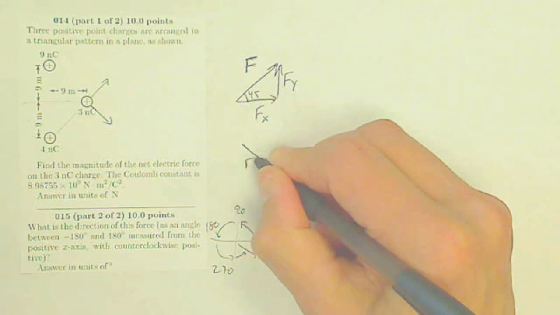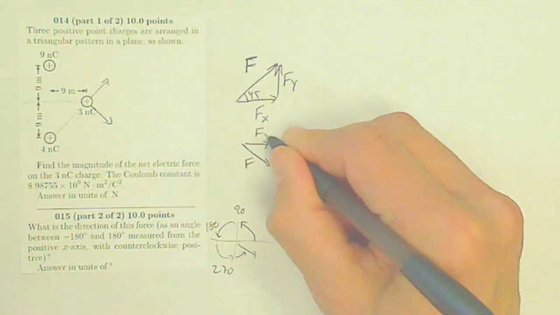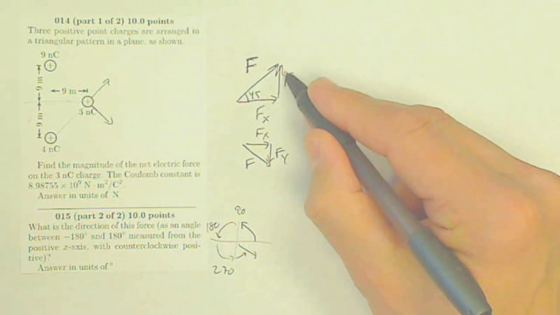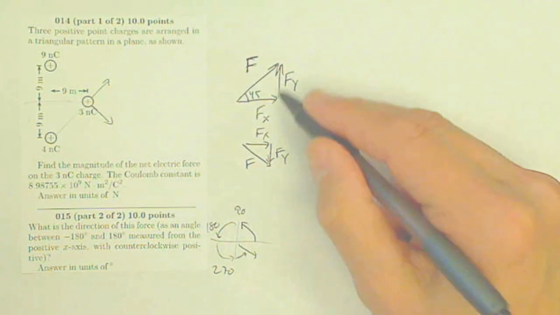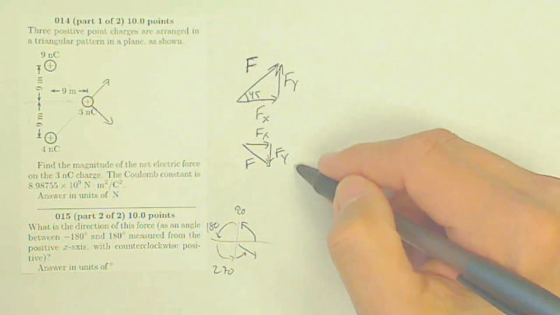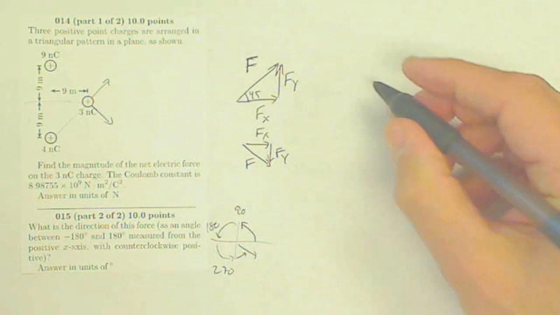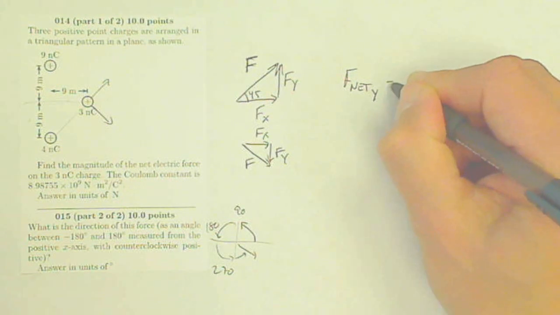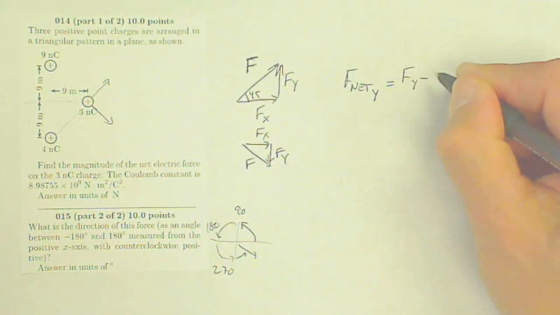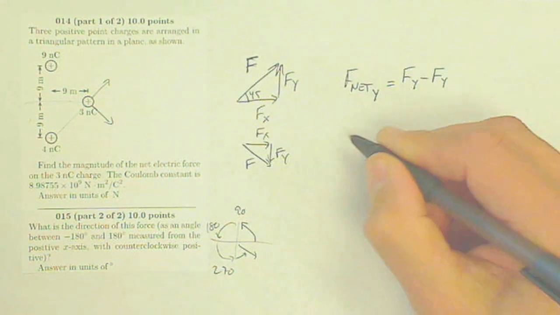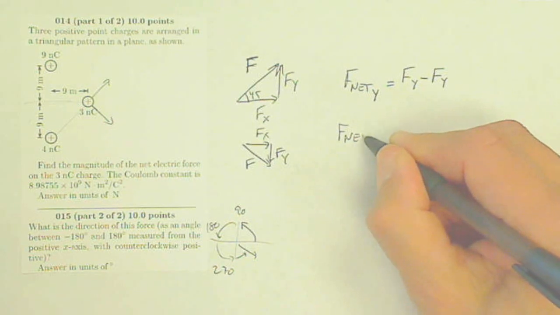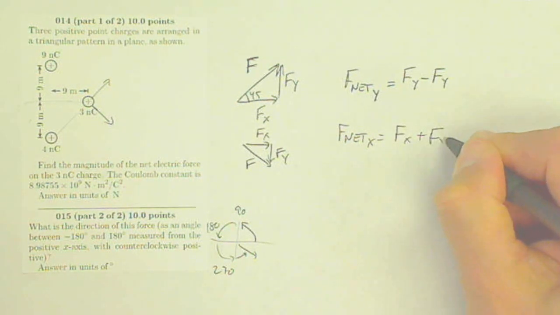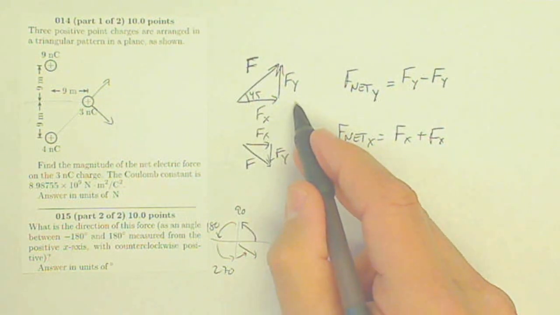I'll have a force this direction, which is made up of a force x and a force y. Well, I know that this y is up, this y is down. I'm going to have some net force between them that's going to be the difference between my y's. So my F net in the y direction is going to be my Fy minus my Fy. And my F net in the x direction is going to be my Fx plus my Fx because they're both pointing in the same direction.